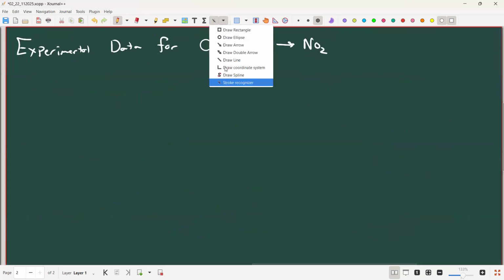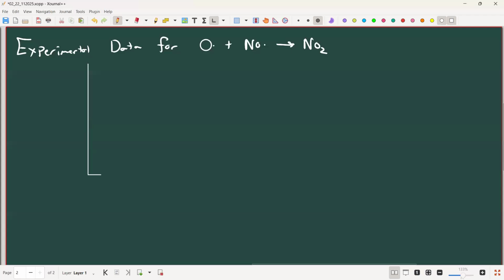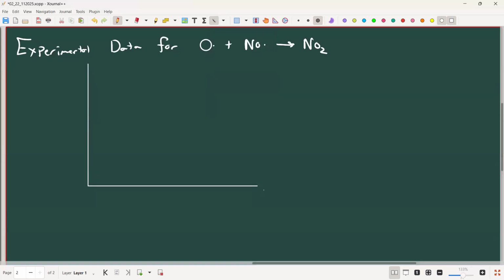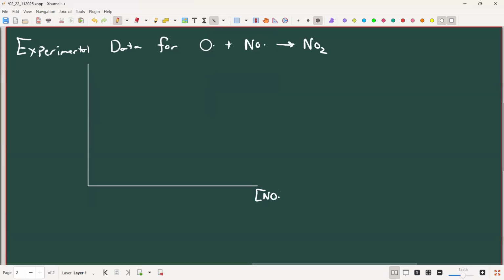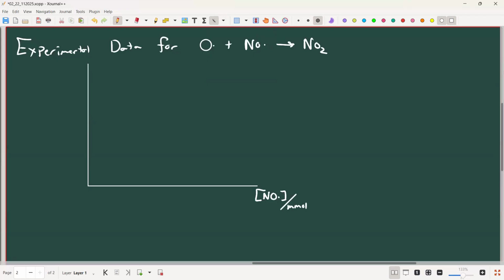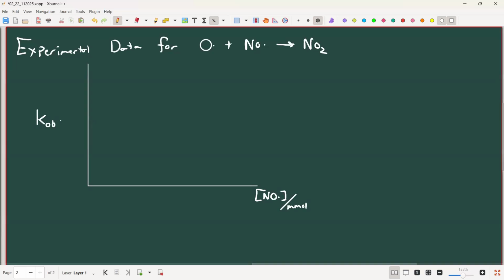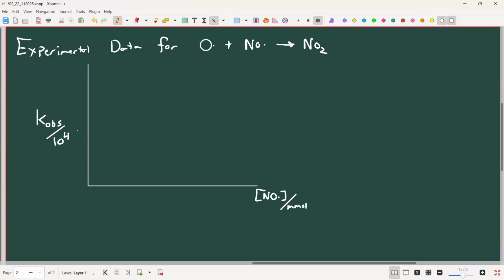And what we're going to look at in particular is we're going to plot as a function our x-axis is going to be the concentration of NO per unit millimole. And our y-axis is going to be the observed rate divided by 10 to the 4 per second. Okay, so these are the rates that we observe at different concentrations of NO as a function of the concentration.